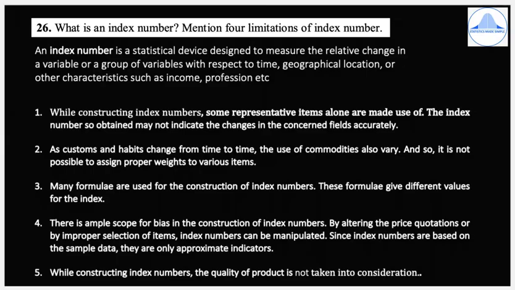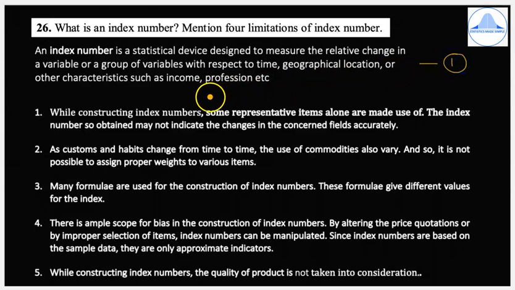26th question. What is an index number? Mention 4 limitations of index number. So an index number is a statistical device which is designed to measure the relative change in a variable or a group of variables with respect to time, geographical location, or other characteristics such as income, profession, etc. So this definition will carry 1 mark.